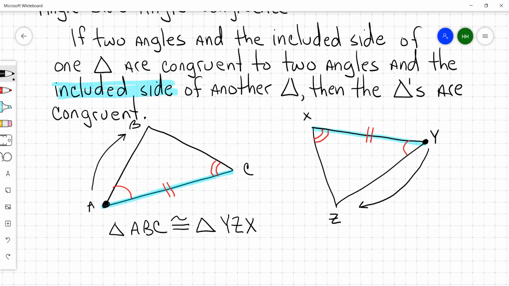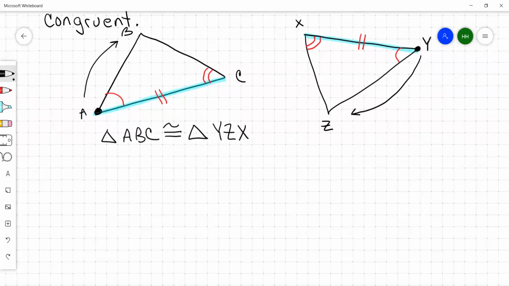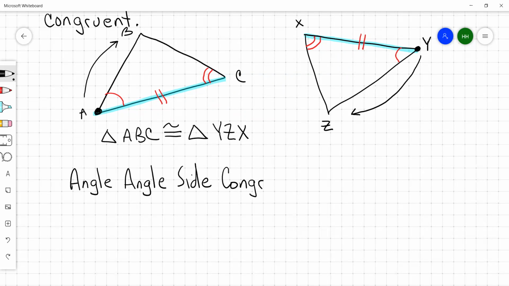And angle A corresponds to angle Y. Angle C corresponds to angle X, and everything is in alignment. The congruent side has to touch the two congruent angles. The congruent side has to touch the two congruent angles. Angle, angle, side congruence.